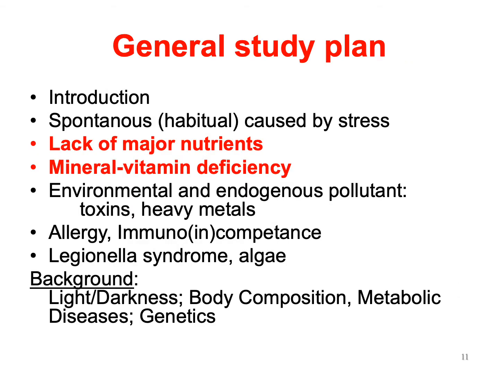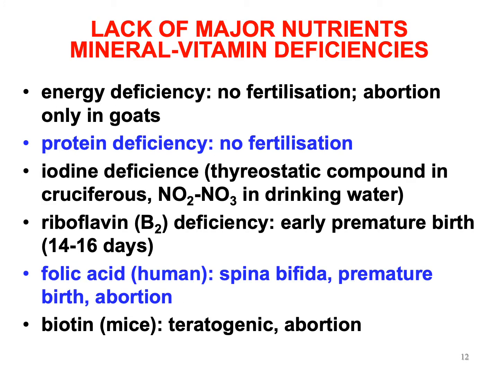In the general study plan, we arrived to the real nutritional factors, the lack of major nutrients, and the mineral vitamin deficiencies. The basically nutritional part of the etiology of abortion are the lack of major nutrients and the mineral vitamin deficiencies.